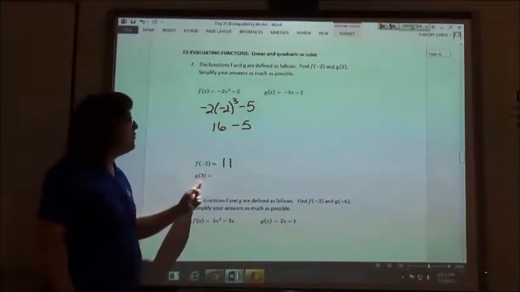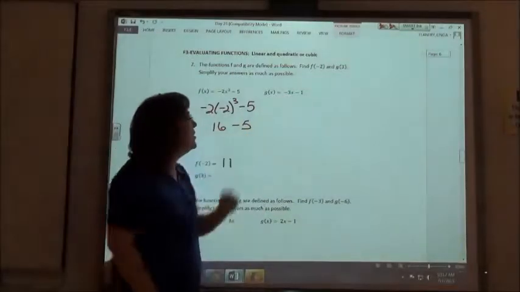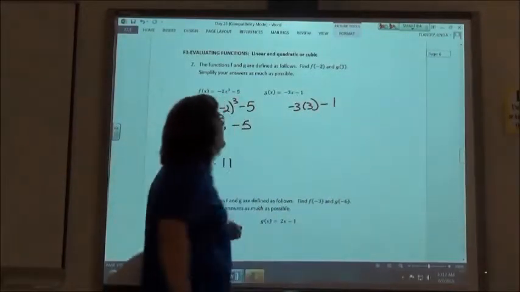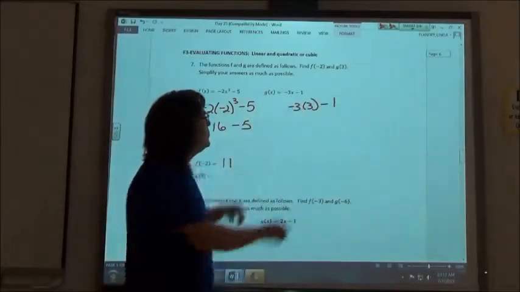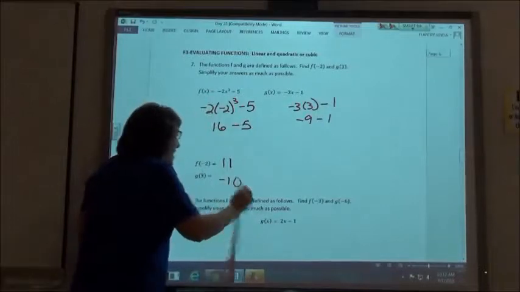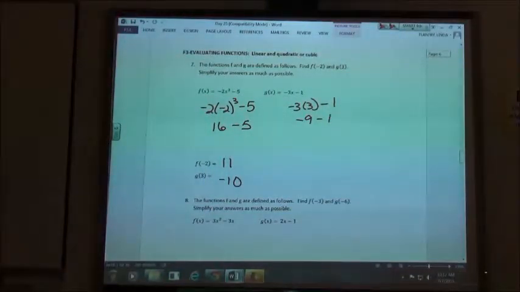If I'm doing g of 3, it tells me I'm going to put a 3 into the g function, so I'm going to take negative 3 times 3 minus 1. Negative 3 times 3 is negative 9. Negative 9 minus 1 is negative 10. And so for g of 3, I get an answer of negative 10.